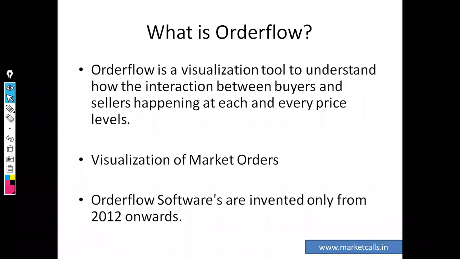So order flow is kind of a microscope into the candlesticks, which gives a visualization of the market orders, right? It tells how the buying market orders are coming in and how the selling market orders are coming into the markets. The order flow tool is quite new, and as users we got equipped with software only from 2012 onwards. There are no major books for order flow because the concept itself is brand new.